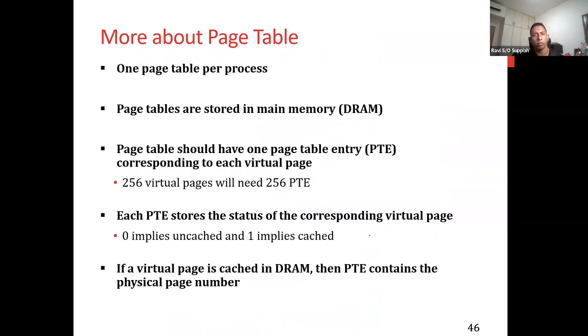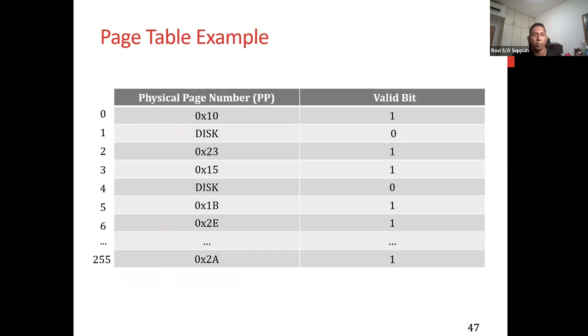In terms of the page table, you have one page table per process, and they are stored within the DRAM itself. So within the DRAM, you need some space to store this page table. The page table contains the mapping between the virtual page and the actual physical page that it maps to. Either you have it in your physical page or you don't, which is seen from the valid bit. This is an example of a page table where you have a physical page number for every entry. If you don't have a physical page number, that means it is on the hard disk, so the valid bit is zero. As long as the valid bit is one, the physical page number has a value.